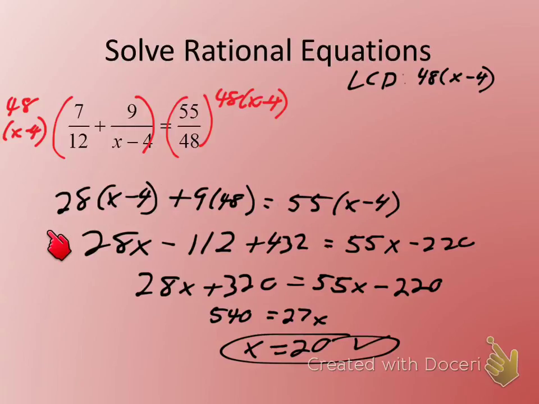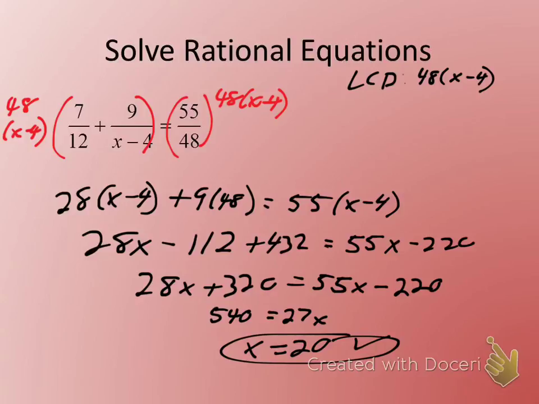You shouldn't be left with fractions after this step. Alright, so distribute the 28 through, 28x minus 112. 9 times 48 gives you 432, equals 55x minus 220. Like terms on the left hand side gives you 320. Add 220 over to give you 540. Subtract 28x to give you 27x. Divide by 27. X equals 20. So that's the nice part. Once you get past the LCD and everything, these become nice, normal, most of the time linear equations.